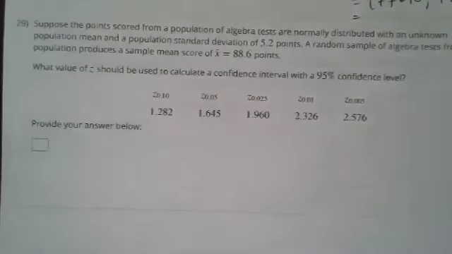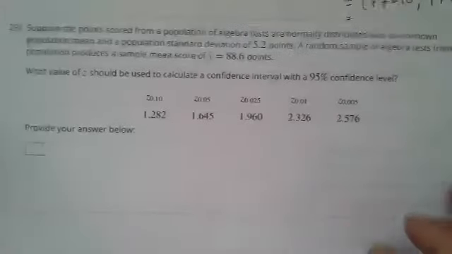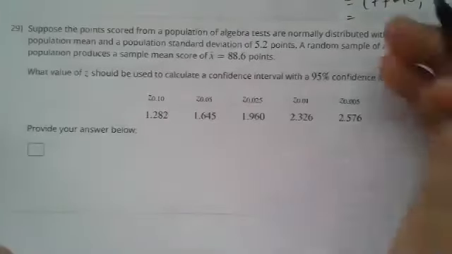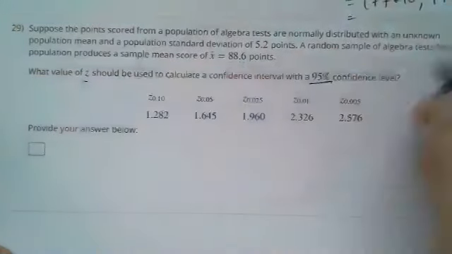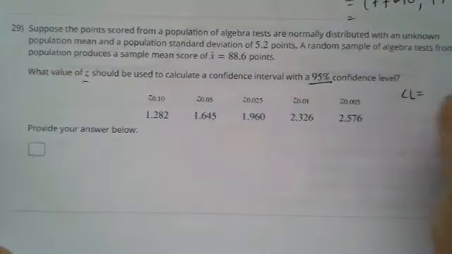Then 29. Suppose the points scored from a population of algebra tests are normally distributed with an unknown population mean and population standard deviation of 5.2 points. Okay, so basically it's asking what value of z should be used to calculate a confidence interval. So I think we've seen this question a bunch of times and we keep doing it. I'm kind of thinking I need to go back and eliminate some questions because this is kind of repetitive.